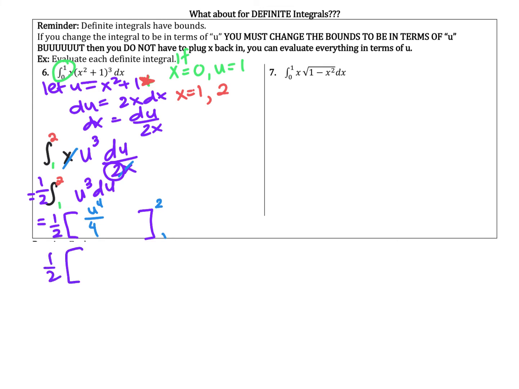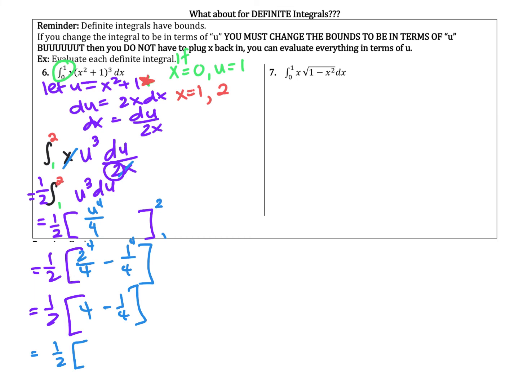1/2 times 2 to the 4th divided by 4 minus 1 to the 4th divided by 4. 2 to the 4th is 16. 16 divided by 4 is 4, minus 1 to the 4th. This is going to be 1/2 times 16 over 4. I guess I could have left it as 16 over 4 because then I have a common denominator, 15 over 4. So this is going to be 15 over 8.